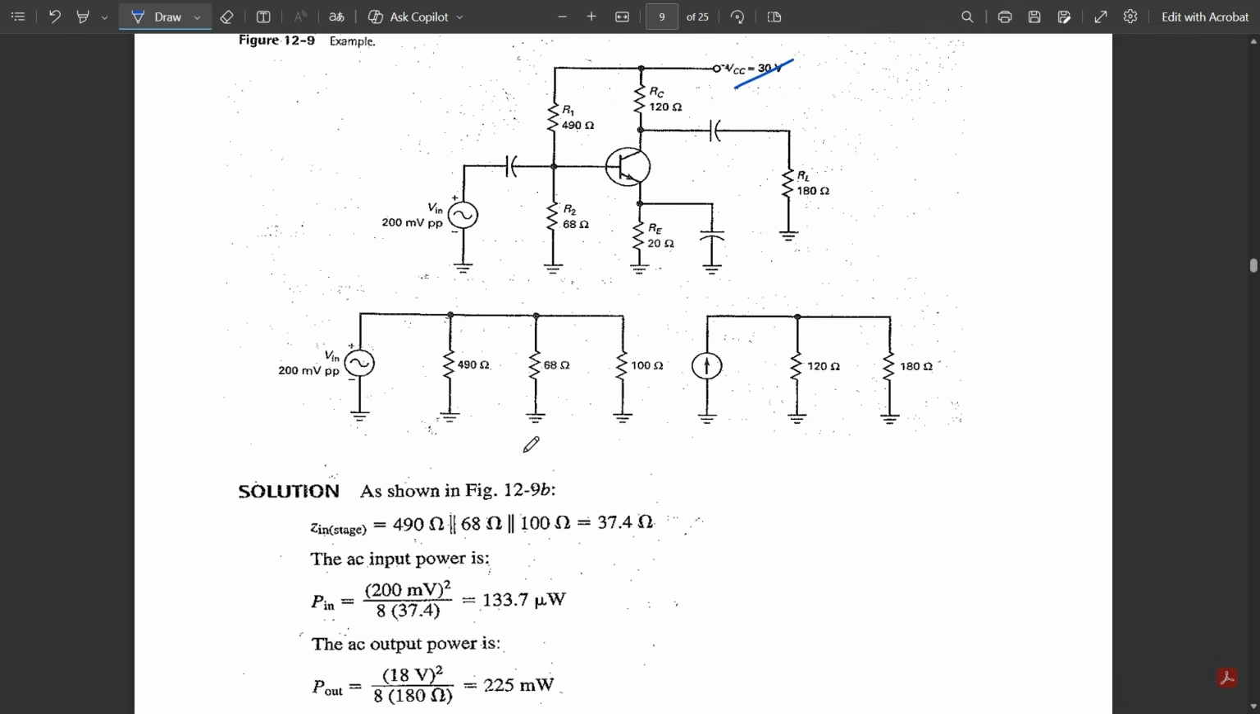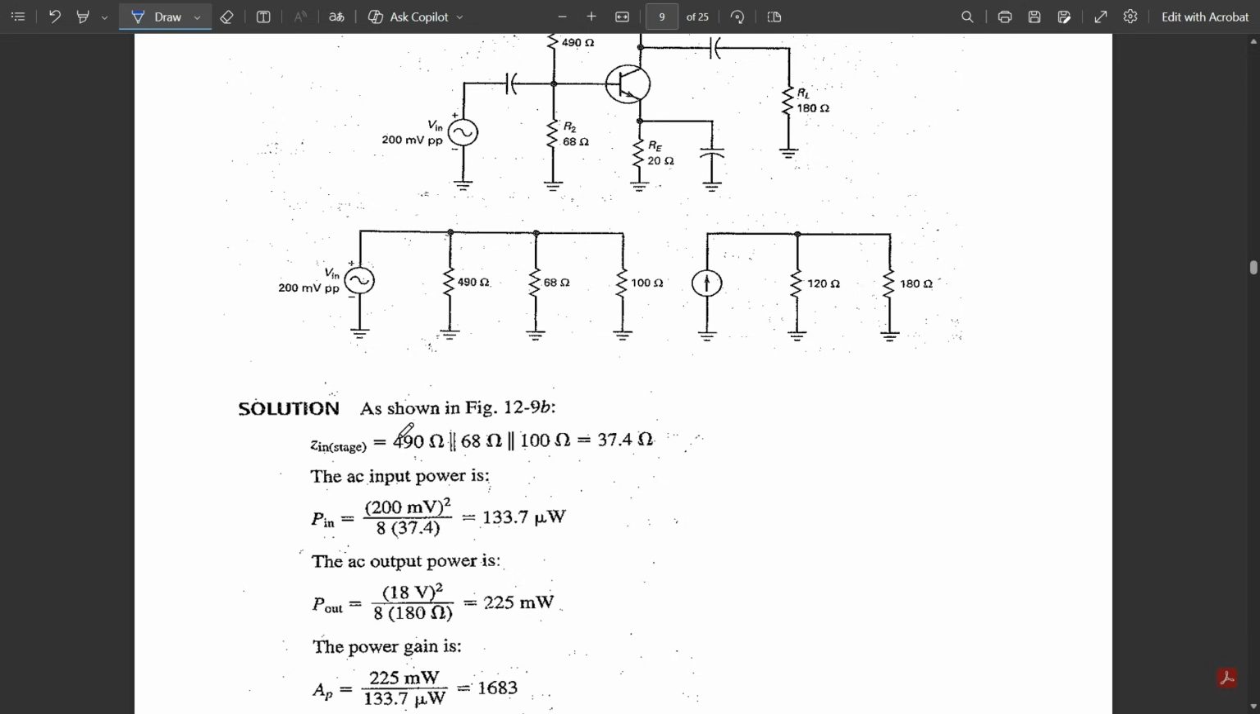Now, as shown, you can calculate the Z in stage. That Z in stage is basically these three resistors in parallel. You just do the parallel connection here, and you would get the answer as 37.4 ohm for the impedance Z in stage.